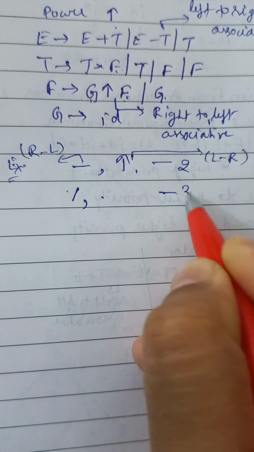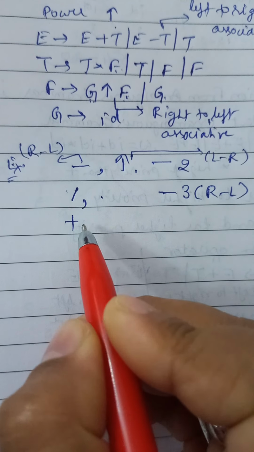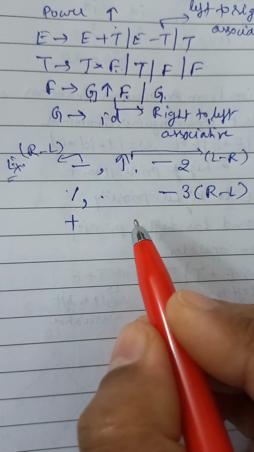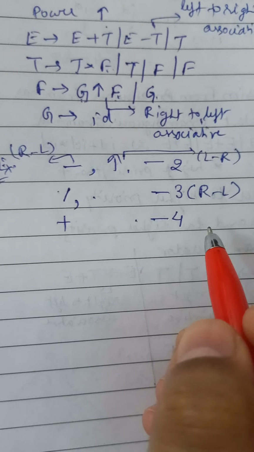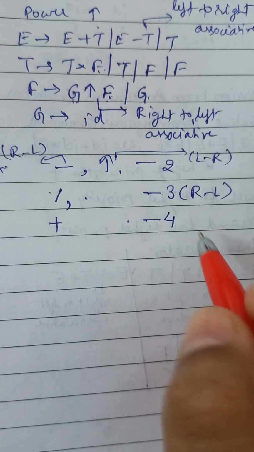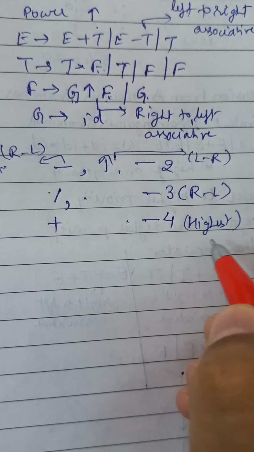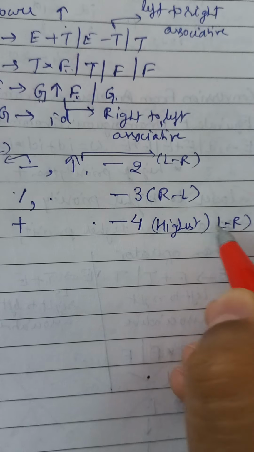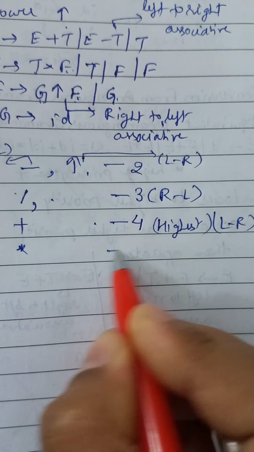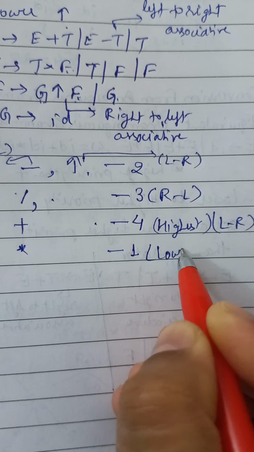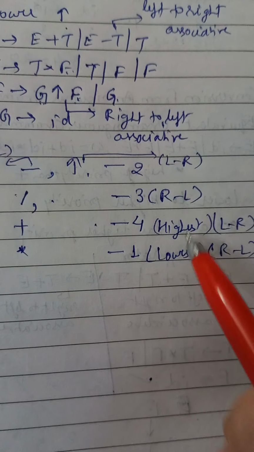Suppose this is given, and priority is third, and this is right to left associative, and plus has the priority, we can say 4, so highest, and this is left to right associative. And we have star, and this is first, it is lowest priority, and it is right to left associative. Then how are we going to make it?